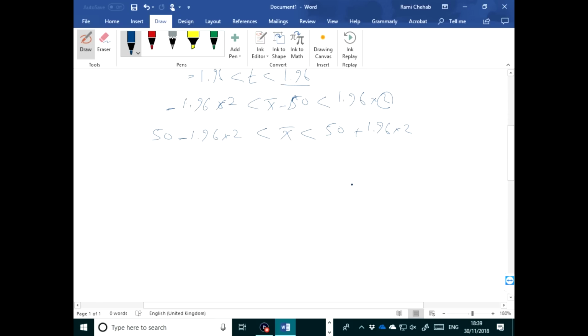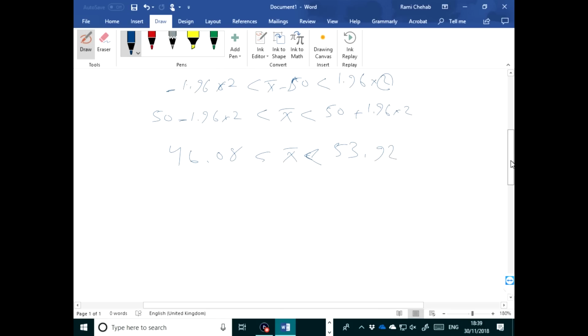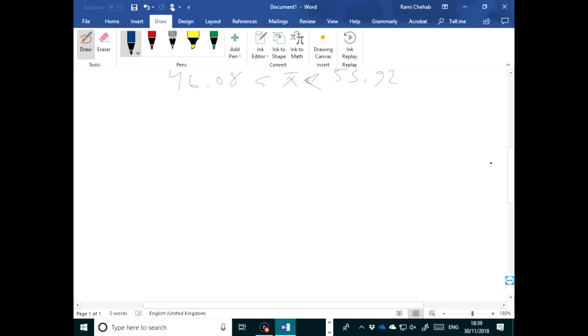And accordingly, we can say that x bar should belong between where and where? It should belong between 53.92 and 46.08. And we said that this would represent, if I draw the curve of the probability density function, it should look something like so.